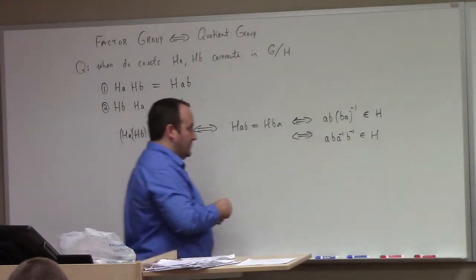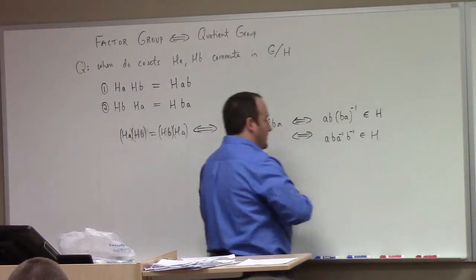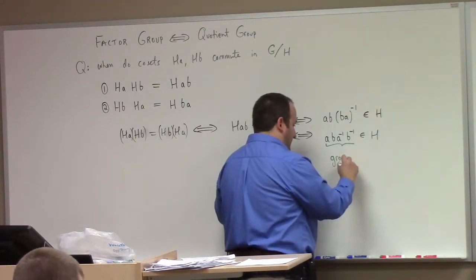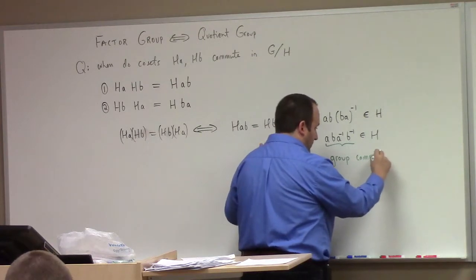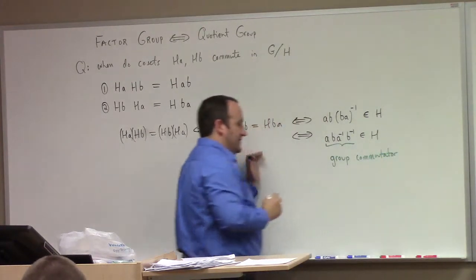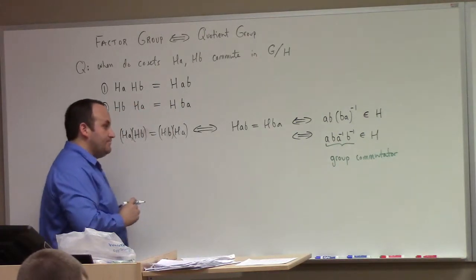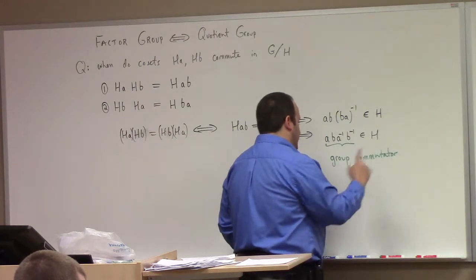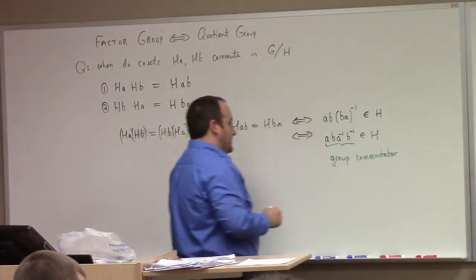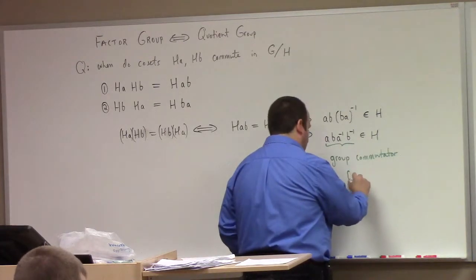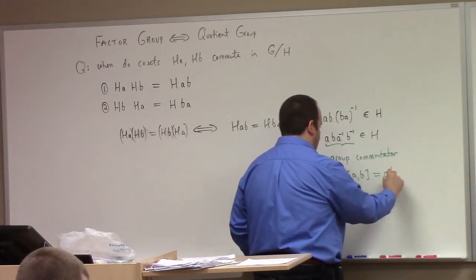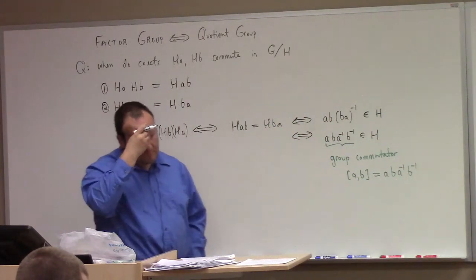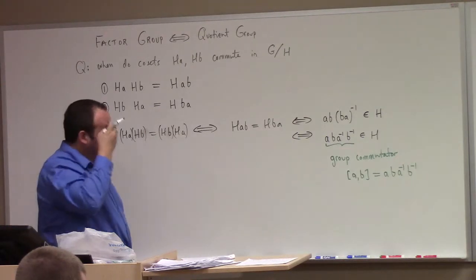Now, this quantity right here is so important that it gets a name. This is sometimes called the group commutator. Or if you're a group theorist, you'll just call it a commutator. But for me, commutator means possibly something different. But this is the group commutator, and it's also denoted [a, b] like this: a b a inverse b inverse, all right? That's the group commutator. And it has a couple of special properties.